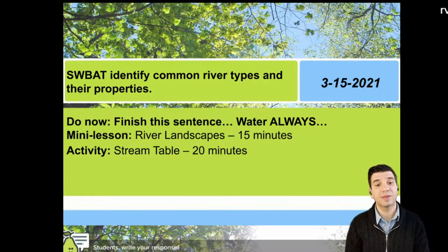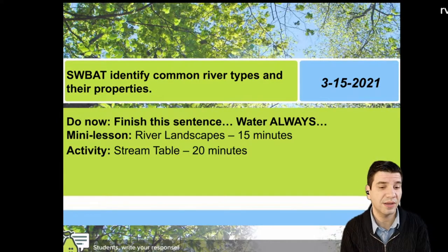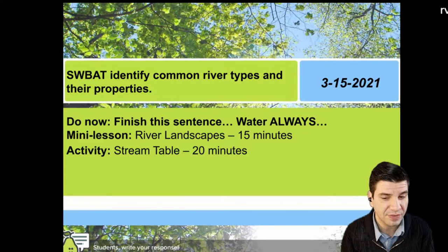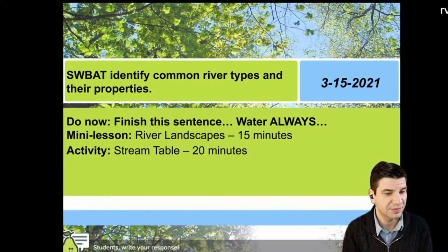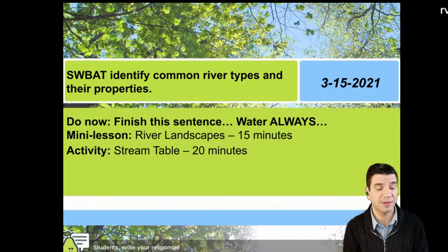Again, today students will be able to identify common river types and their properties. The do now says, finish this sentence: Water will always what? And please include your name with the do now so I know who's typing what.